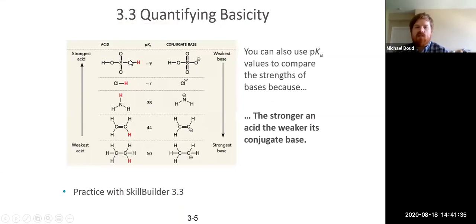And again, this is just what I mentioned on the previous slide. The stronger the acid is, the weaker its conjugate base is going to be. So just keep that in mind.